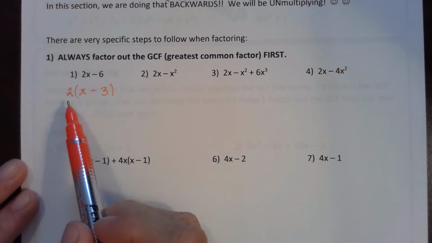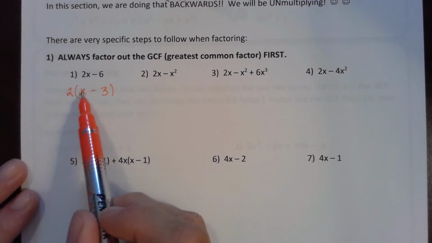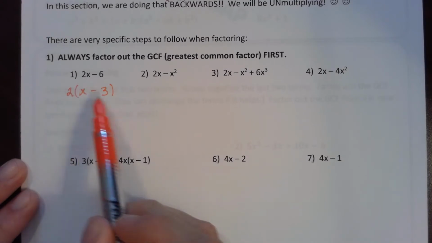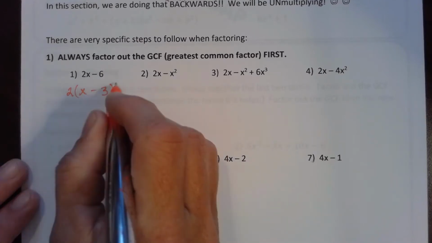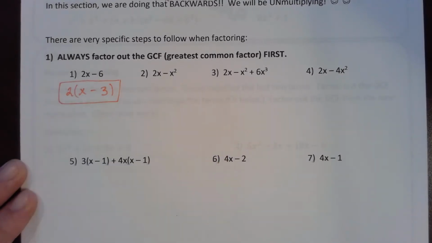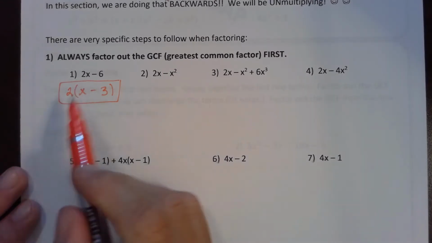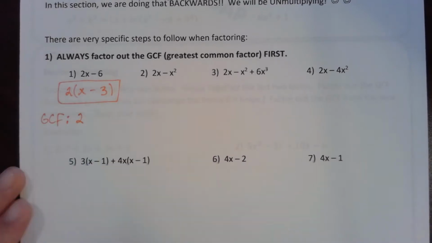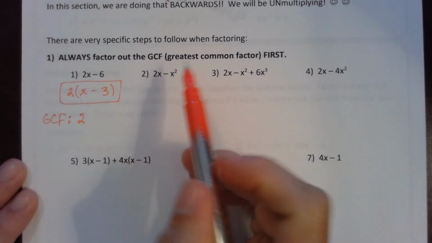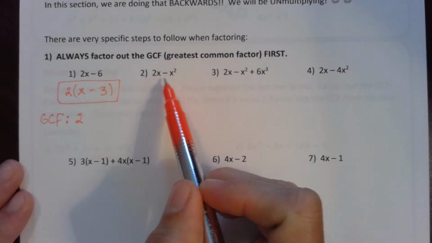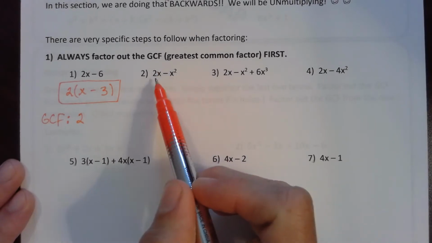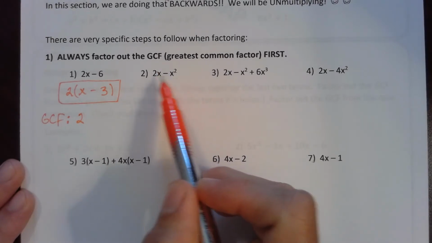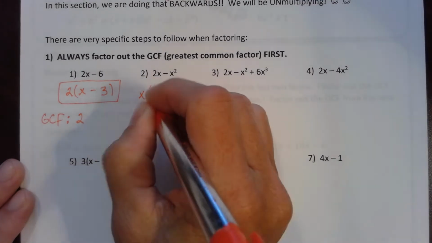We can double check our answer though. 2 times x is 2x. 2 times negative 3 is negative 6. The greatest common factor in this case is the 2. The GCF is just 2. So what is the GCF in number 2? Well, they don't have a 2 in common, but they do both have an x. So we can factor an x out.